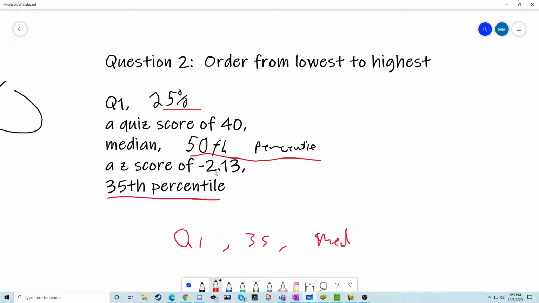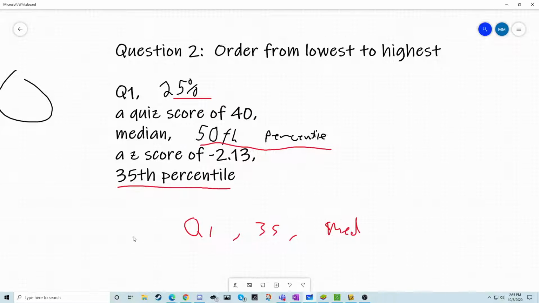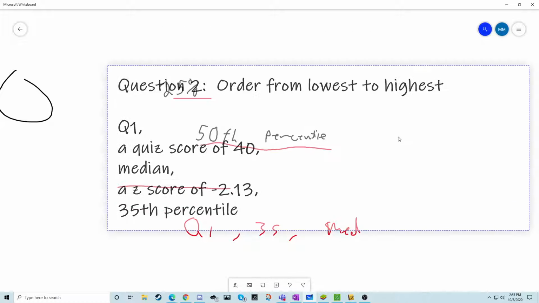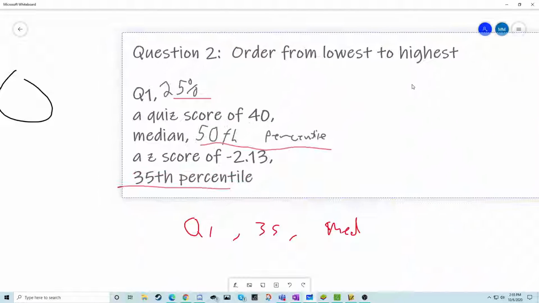But now I'm throwing z-scores and quiz scores into that. Well, this is assuming a normal curve. So if it's a normal curve, then I can actually use the tables for this. So let's figure out what percentile a z-score of negative 2.13 has. So I can use the tables for that.